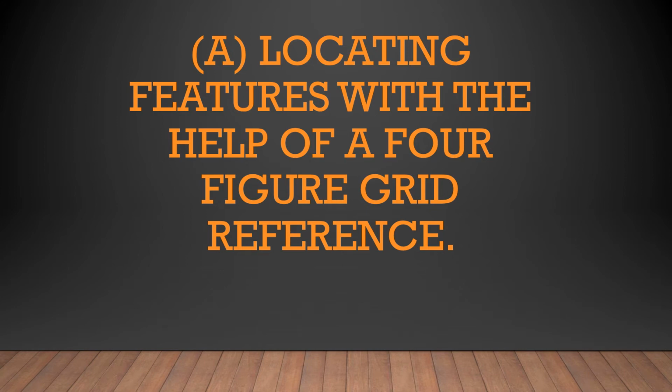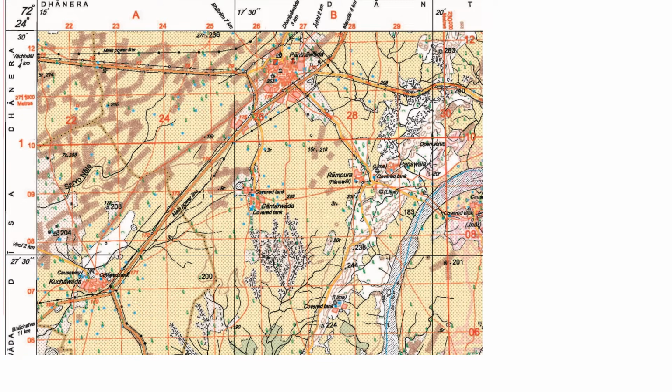Let's do a complete revision of Topo sheet. So the first one is locating features with the help of a 4-figure grid reference. Now here we can see there are some red lines. So the standing lines are easting and the sleeping lines are northing.